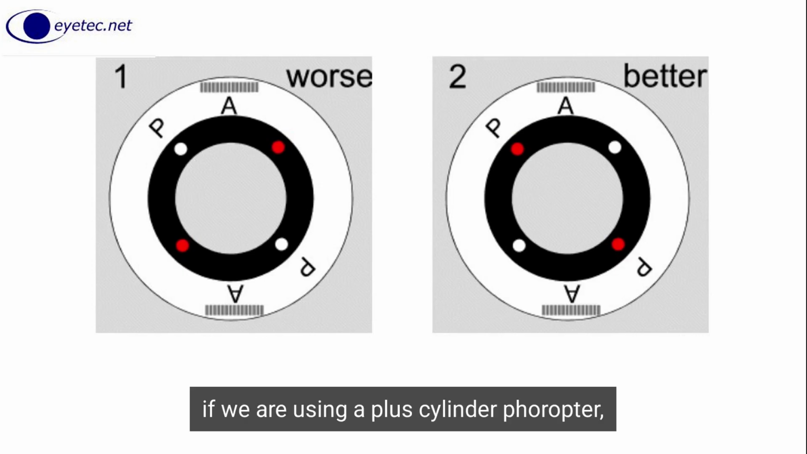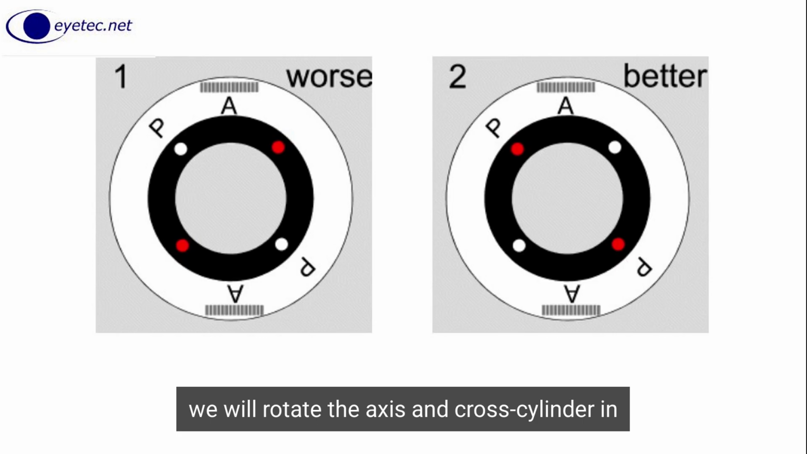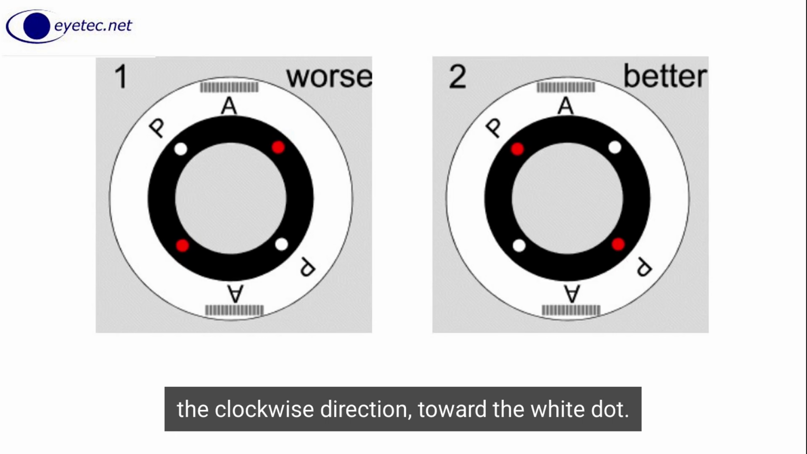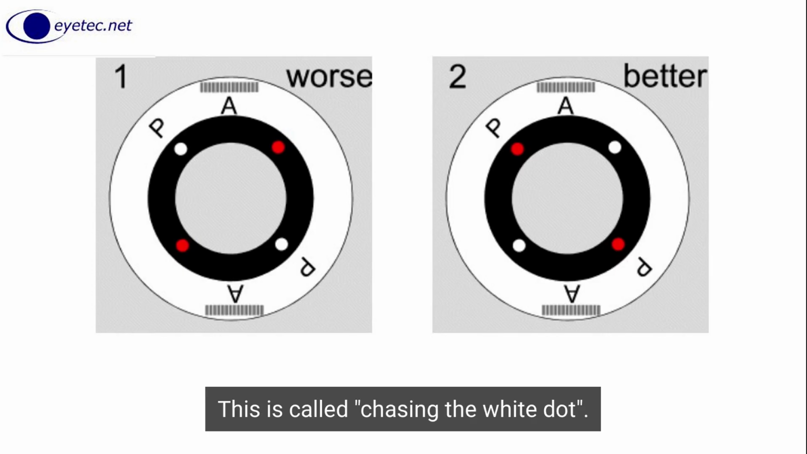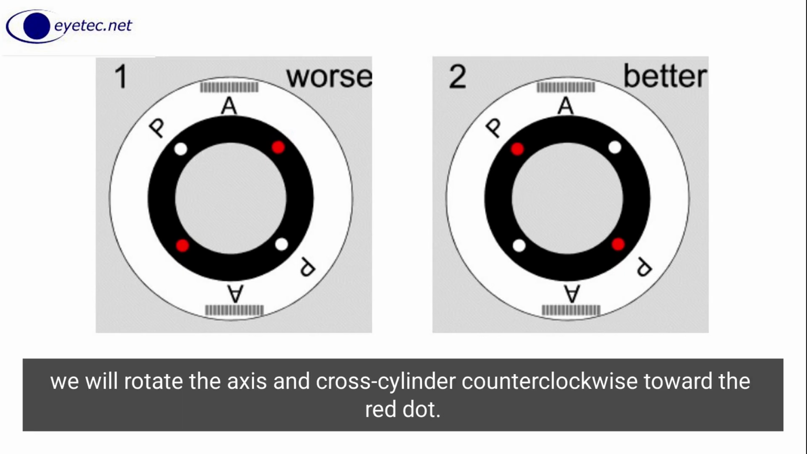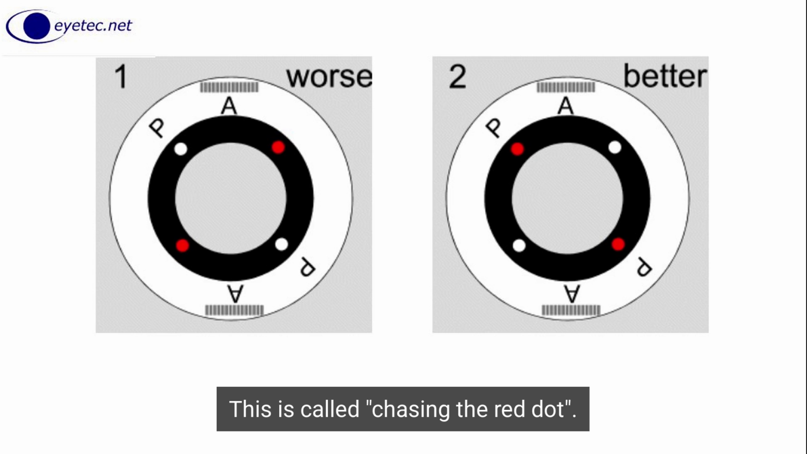If we are using a plus cylinder phoropter, we will rotate the axis and cross cylinder in the clockwise direction, toward the white dot. This is called chasing the white dot. If we are using a minus cylinder phoropter, we will rotate the axis and cross cylinder counterclockwise, toward the red dot. This is called chasing the red dot.